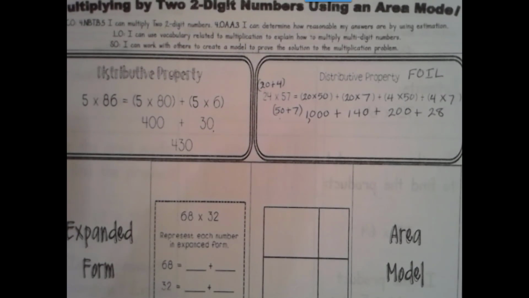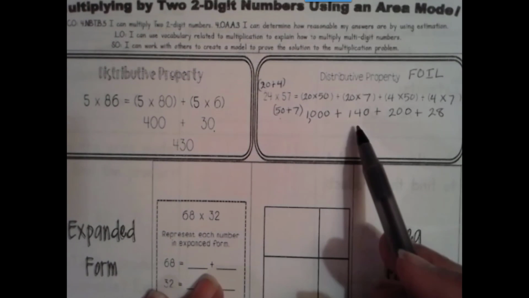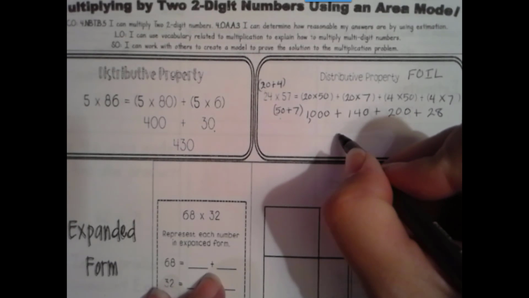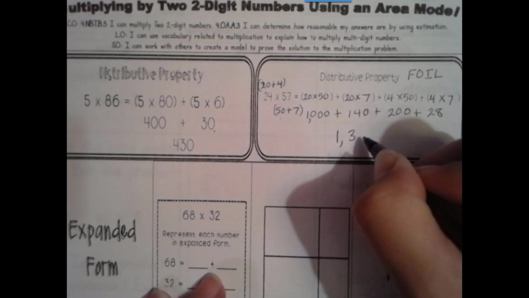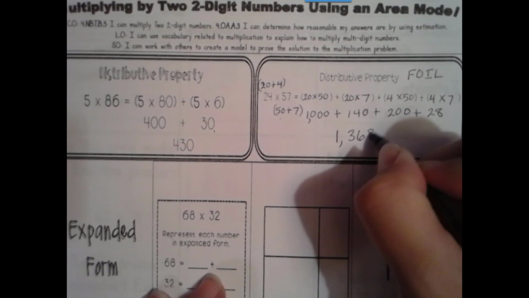So we're breaking it apart to make it easier. It may look more complicated, but it does make it a little easier. When we add these all together, we end up with 1,368.